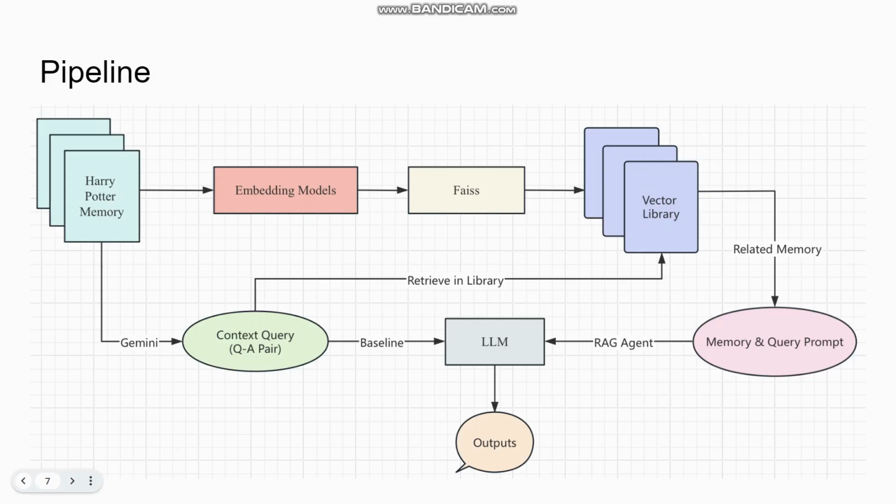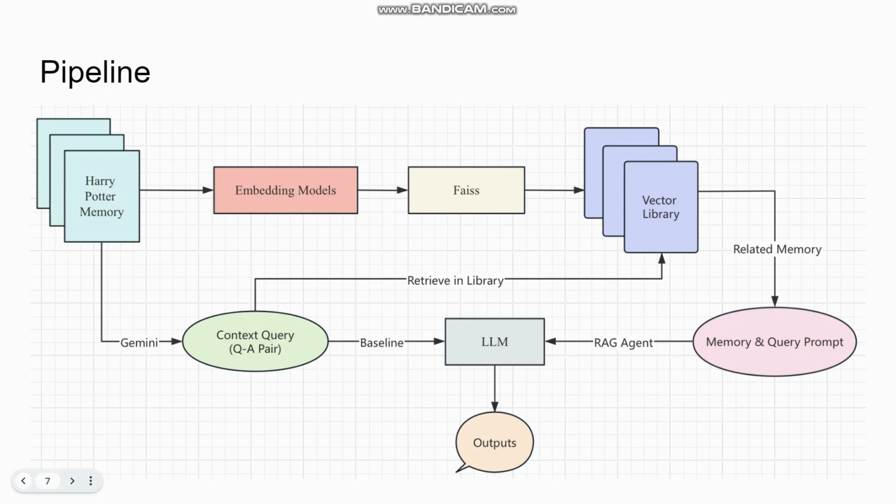The second part is to establish the baseline results for the LLM without RAG. First, we use Gemini to generate question-answer pairs. Then, we ask LLM models to generate answers with these pre-generated question queries, and finally we analyze the outputs.